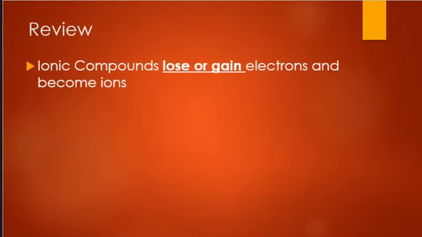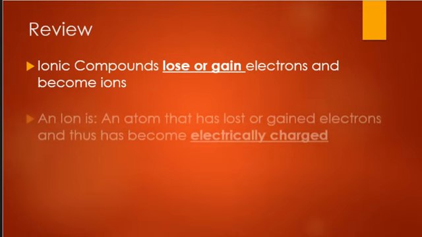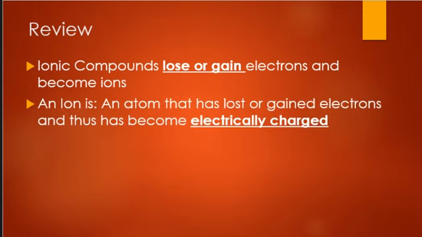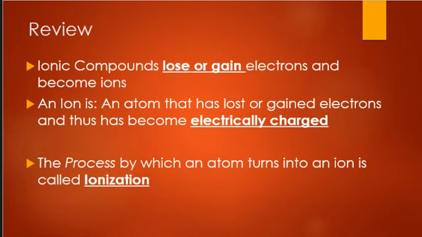Ionic compounds lose or gain electrons to become ions, and stick together like a magnet. An ion is an atom that has lost or gained electrons and thus has become electrically charged. I think these are just blanks. And the process by which an atom turns into an ion is called ionization. That should make sense. It becomes ionized.